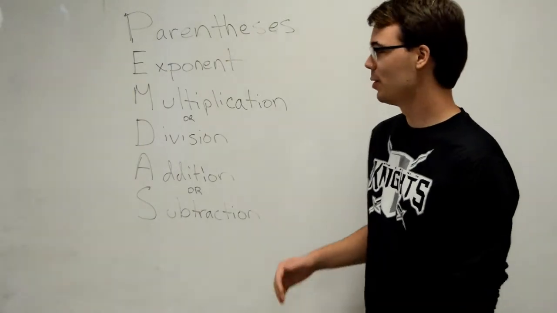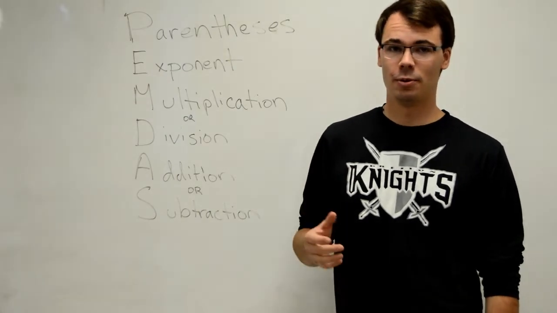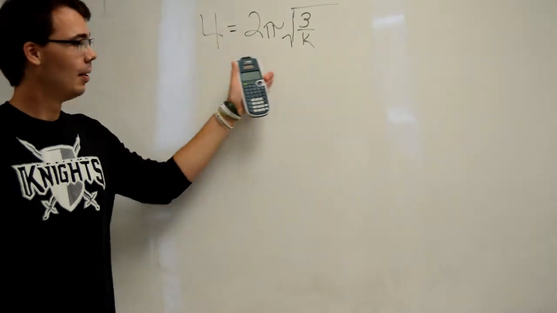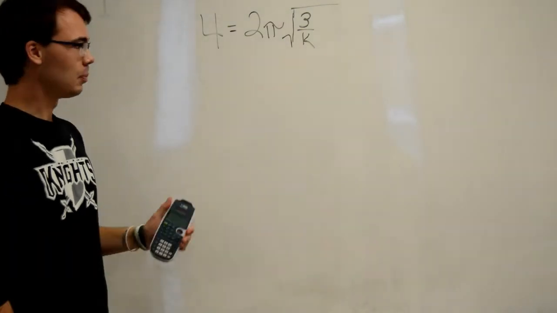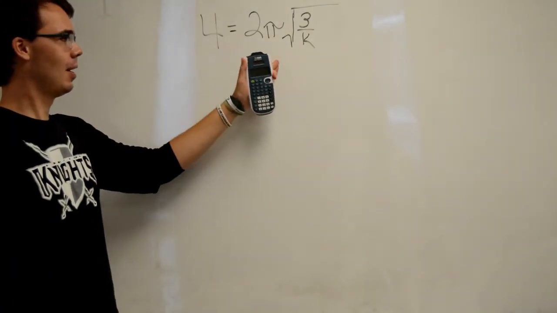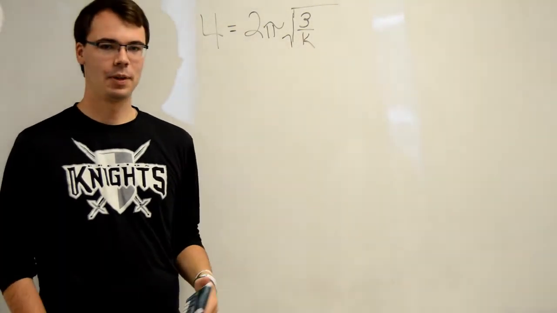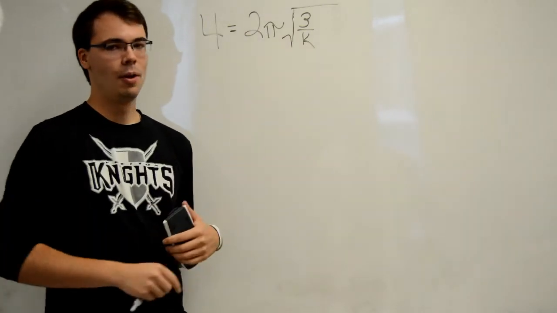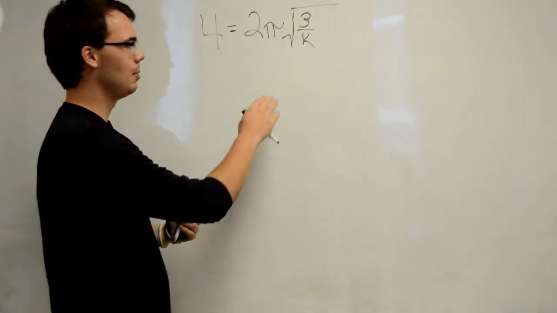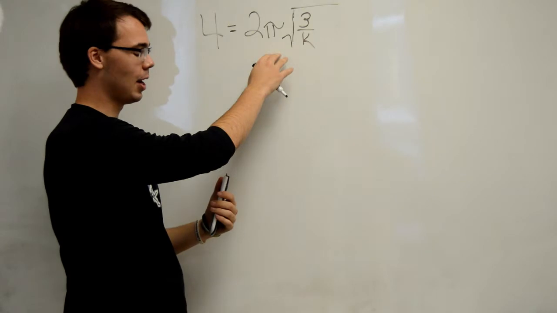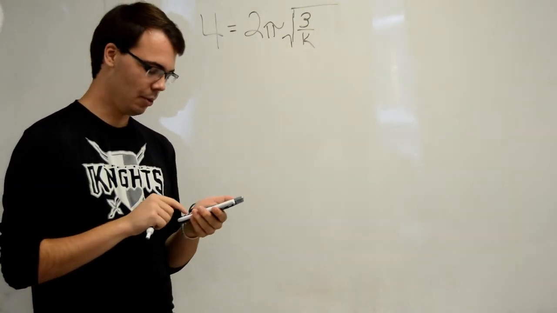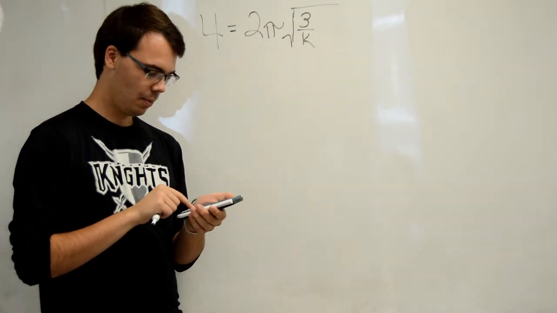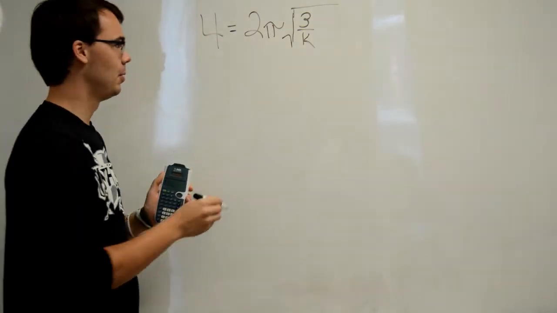Let's take a look at an equation where we have some numbers instead of some variables so we can get some practice with this. Alright, so let's take a look at a multi-step equation with numbers here. So we have 4 equals 2 pi times the square root of 3 over k. When we take a look at this, the first thing we might notice is that value pi is in here. We know pi to be a number, and we can substitute that number in here and calculate 2 times pi. So let's go ahead and do that. Do 2 times 3.14 to get 6.28.